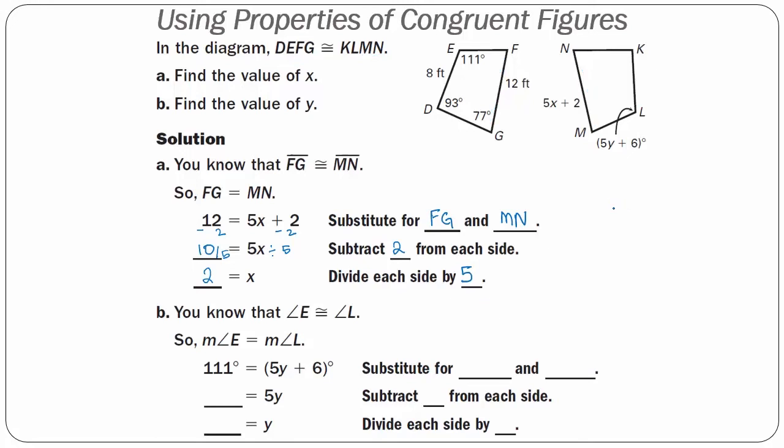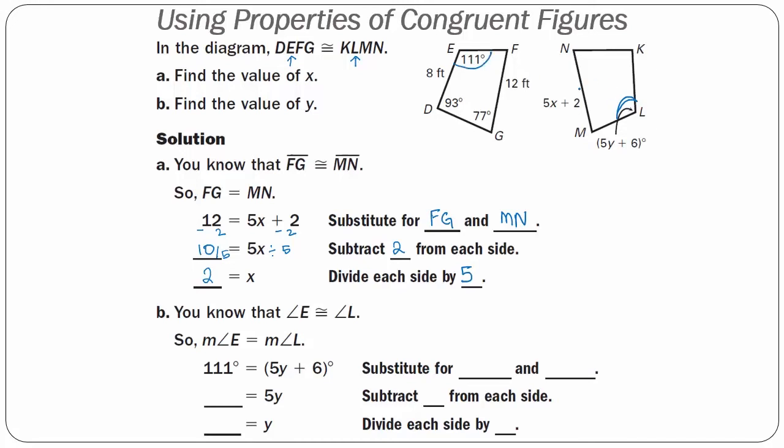Now let's look at part B, find the value of y. Y is this angle measure over here, which is angle L. Angle L is the second letter of quadrilateral KLMN, which means it is congruent to the second letter of quadrilateral DEFG, which is angle E. Angle E is right here.